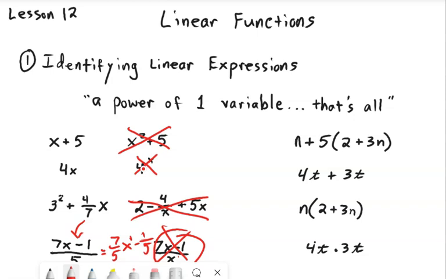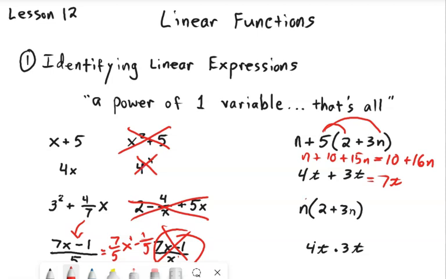Over here, we have n plus 5 times 2 plus 3n. This is going to be okay because when we distribute the 5, we wind up getting n plus 10 plus 15n. And when we add n plus 15n, we wind up with 10 plus 16n. This is n to the first power. That's okay. This one is also okay: 4t plus 3t equals 7t, 7t to the first power.